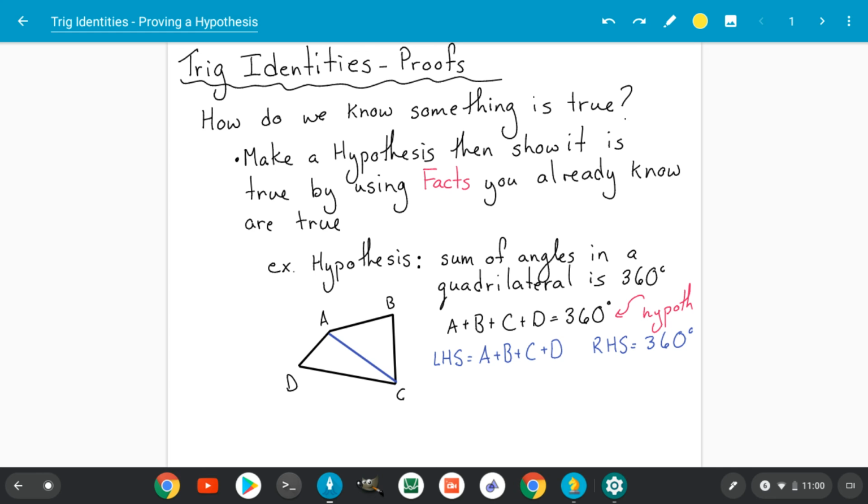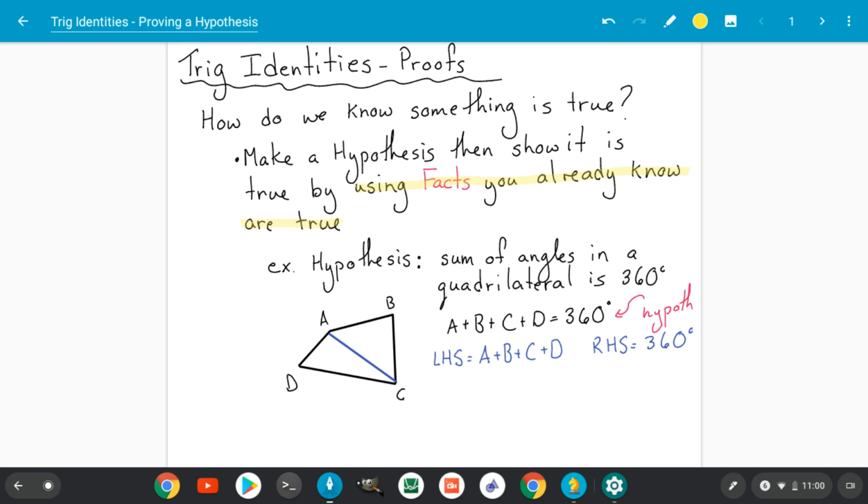So we're going to be trying to prove a hypothesis in this video. Now, a hypothesis is one way of making a conjecture of something that you think might be true. So in math we can make these conjectures and then we can try to show that they're true by using facts that you already know are true. So I'm going to take you through a couple of examples here.